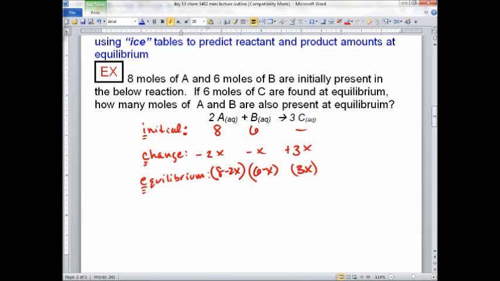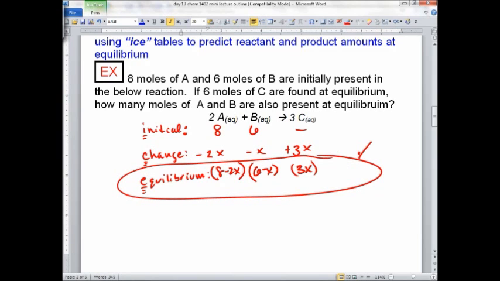Okay. So you get into your mode of doing this. You fill out the ICE table. Now the problem is just to figure out what x is. If you knew what x was, here's all of your answers. You just got to know what x is, right? Does anyone see how to figure out x? Yeah.